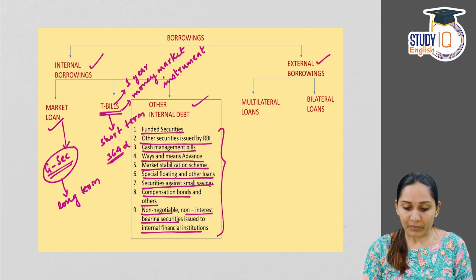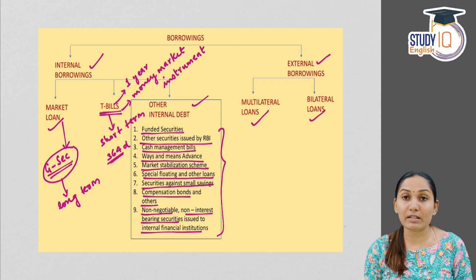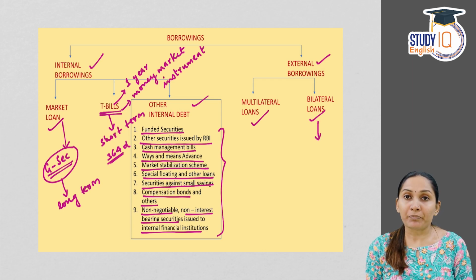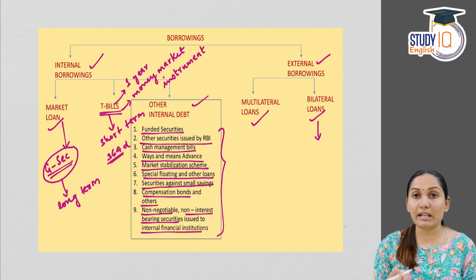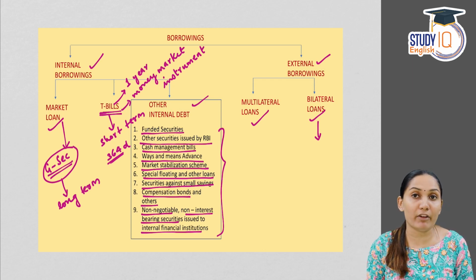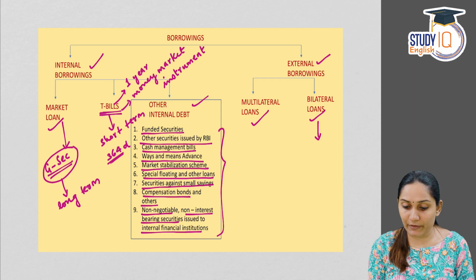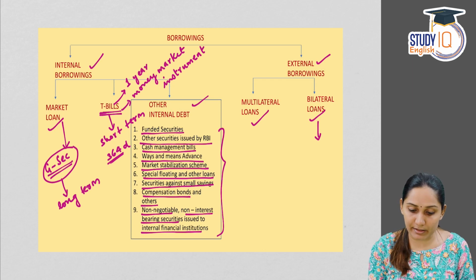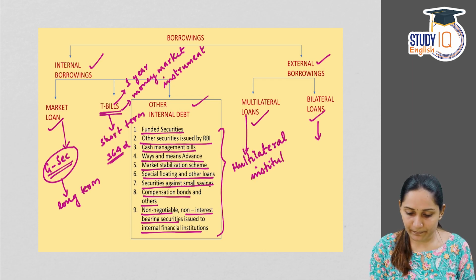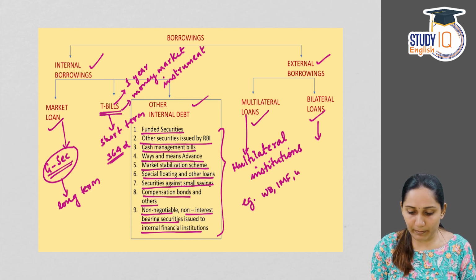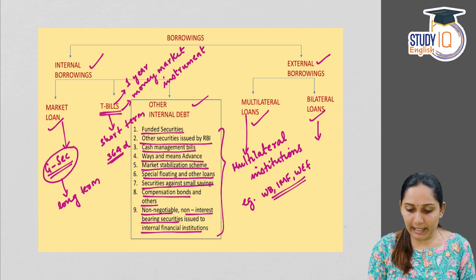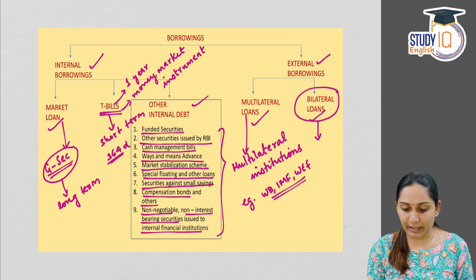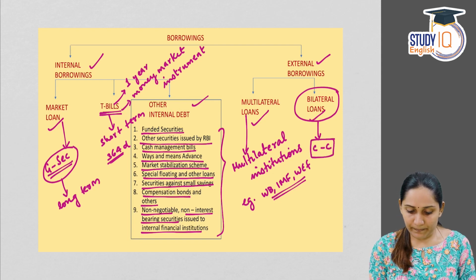Next is external borrowing. External borrowing, as we said, can be bilateral loans or multilateral loans. What are bilateral loans and what are multilateral loans? Bilateral loans are the loans taken from one country. That is, if the government of India borrows money from another government or one country itself, it is called a bilateral loan. Multilateral loans are those loans taken from multilateral institutions, for example, World Bank, IMF, World Economic Forum, etc. Bilateral loans are those loans taken from other countries, that is, country to country loans.